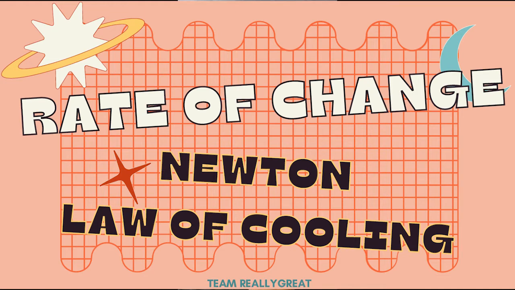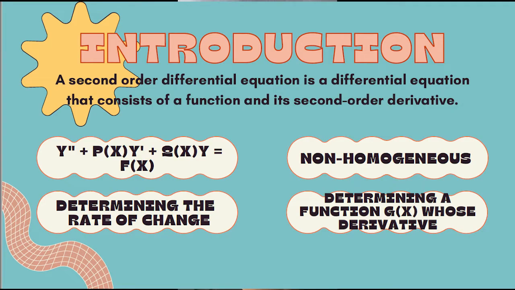A second-order differential equation is a differential equation that consists of a function and its second-order derivative. A second-order differential equation is written as y'' + p(x)y' + q(x)y = f(x), where p(x), q(x), and f(x) are functions of x. If f(x) is not equal to the zero function, and p(x), q(x) are functions of x, it is expressed as y'' + p(x)y' + q(x)y = f(x), which is a non-homogeneous second-order differential equation.